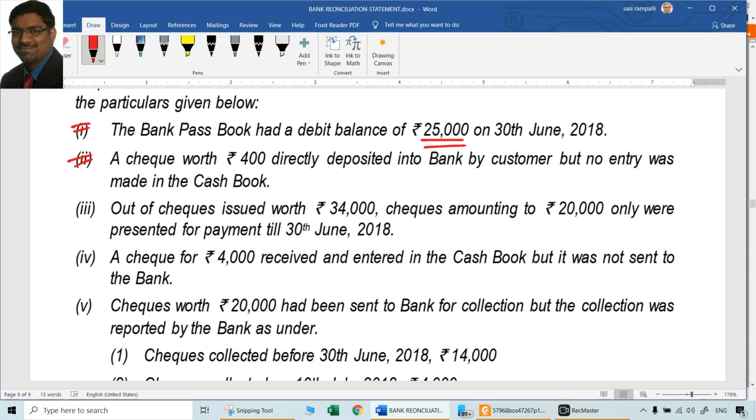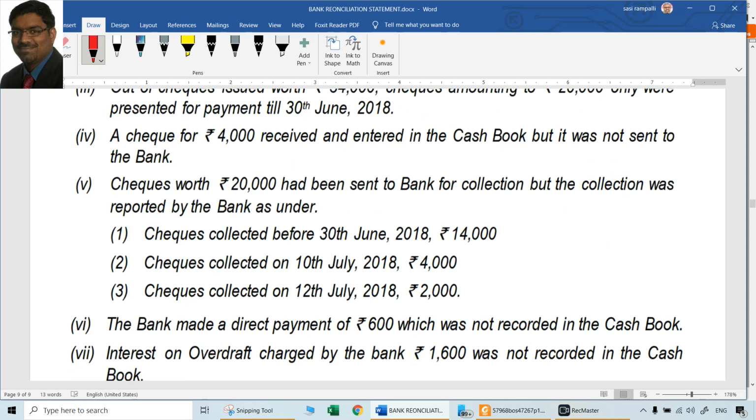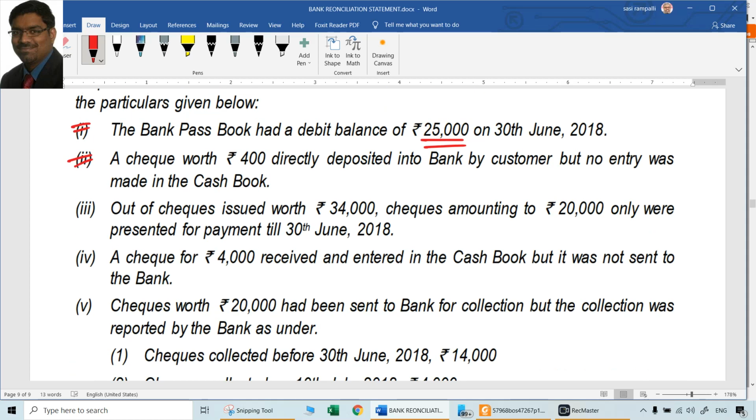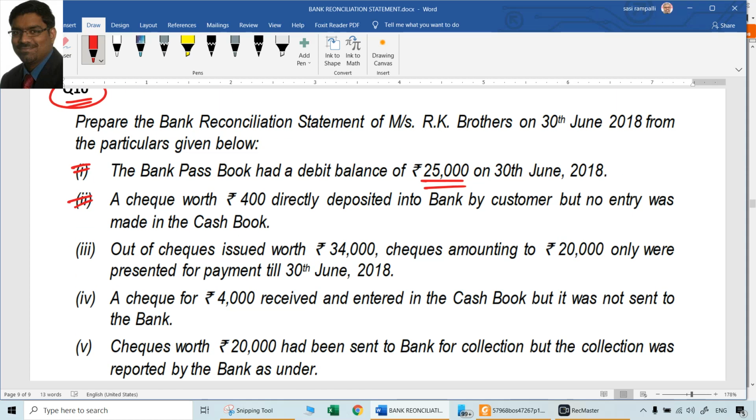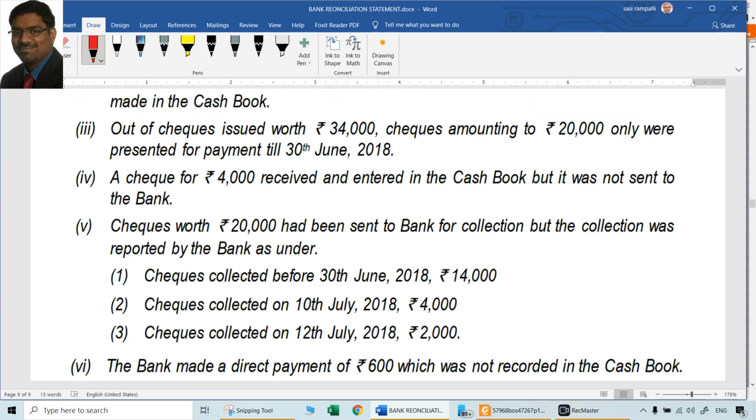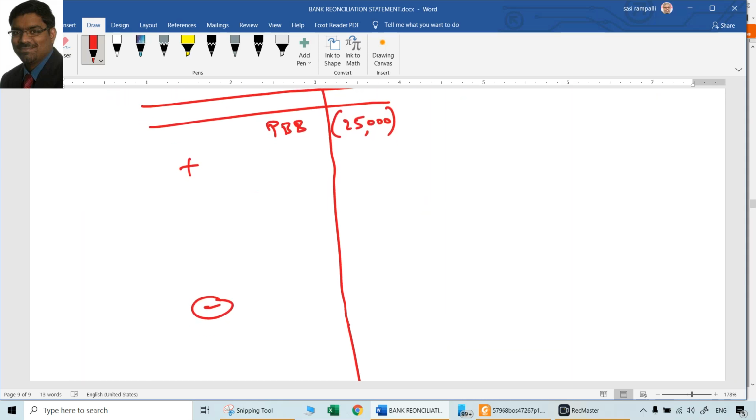Second point, a check worth 400 rupees directly deposited into the bank by a customer, but no entry was made in the cash book. We cannot do any entry in the cash book now, but definitely the impact is in the first place in the bank account only. Means bank passbook only, directly deposited into bank. So the passbook has recorded this. Bank already has recorded this, because of which the bank balance as per passbook is already higher. So when it is already higher, the first impact is in the passbook only, already higher by 400 rupees. What should we do? We should just deduct that. So deduct 400.